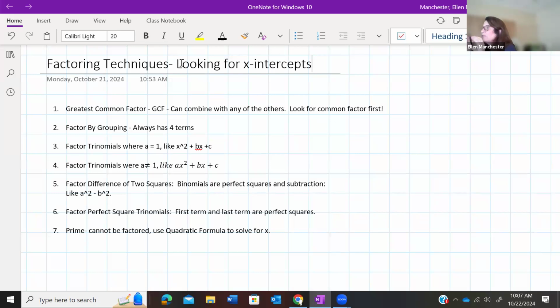Greatest common factor, you look for common terms in every single type of polynomial that you're given. And the greatest common factor can be combined with any of the other ones. So you always look for greatest common factor first. You want to make sure that there's not a common factor in all the terms. Get that out of the way, and then you can combine that with one of the other techniques. So let's go to just a reminder on greatest common factor.